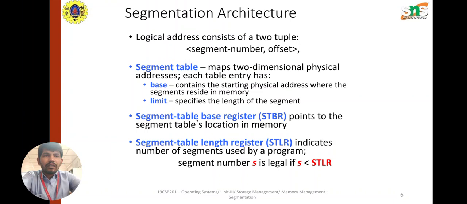We have two different registers: the segment table base register and the segment table length register. The segment table base register points to the segment table's location in memory. The segment table length register indicates the number of segments used by a program. A segment number s is legal if s is less than the segment table length register.